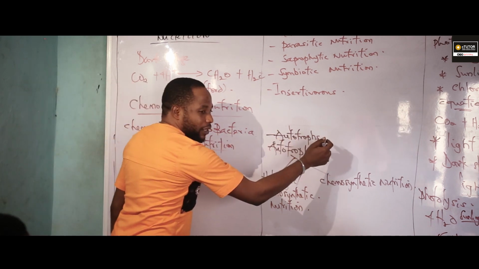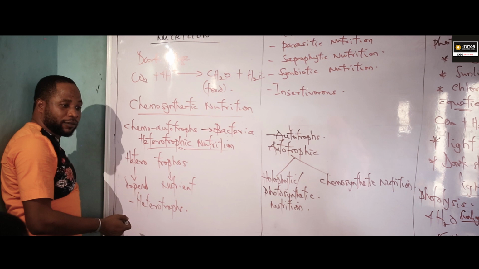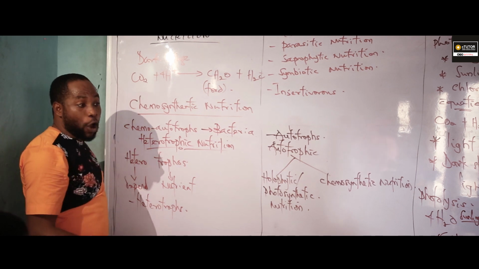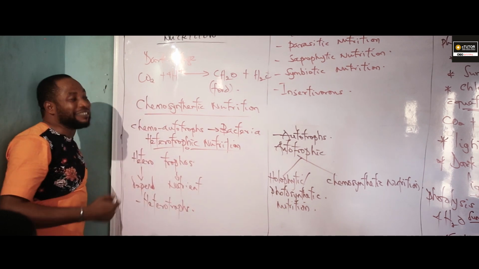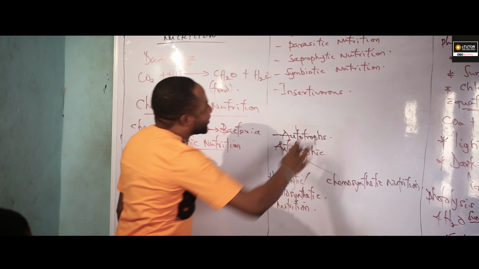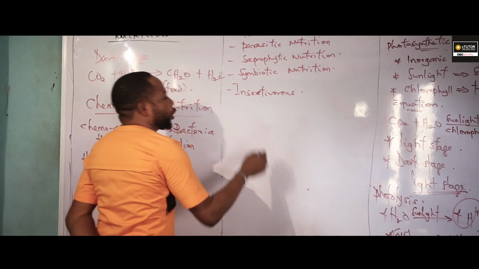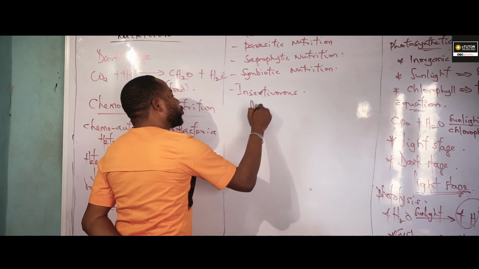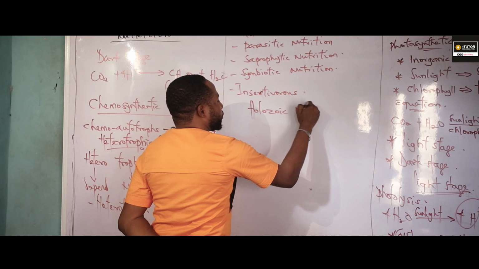If autotrophs can manufacture their own food, what happened to heterotrophs? They cannot manufacture their own food, so they are dependent. Are you getting me now? They depend on the food manufactured by autotrophs. So we're going to look at these types one after the other. Now the first one is Holozoic.